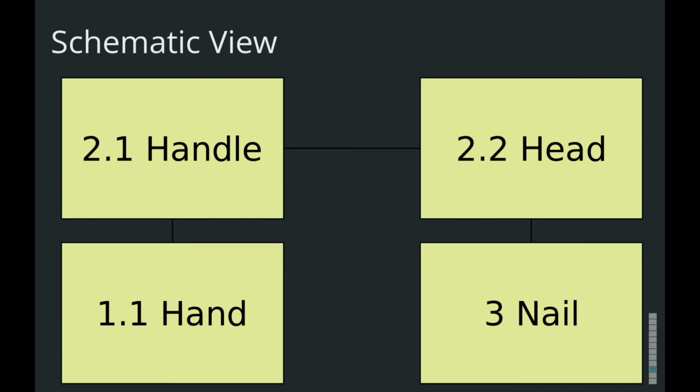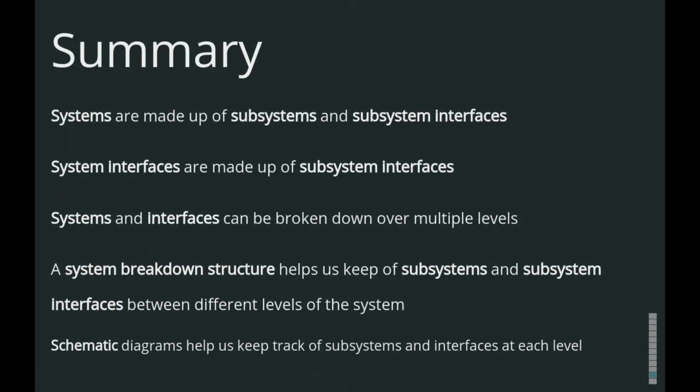If you've been paying attention, you've learned systems are made up of subsystems and subsystem interfaces. System interfaces themselves are made up of subsystem interfaces. Systems and interfaces can be broken down over multiple levels, and a system breakdown structure helps us keep track of subsystems and subsystem interfaces between different levels of the system, while schematic diagrams help us keep track of subsystems and interfaces at each level of the system.